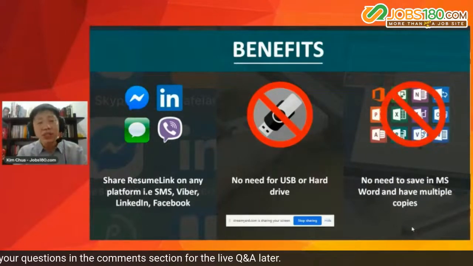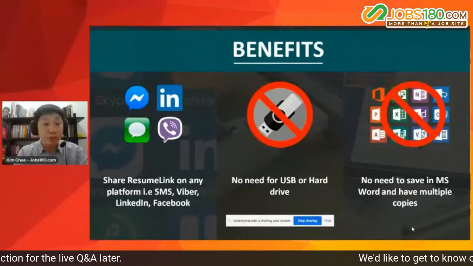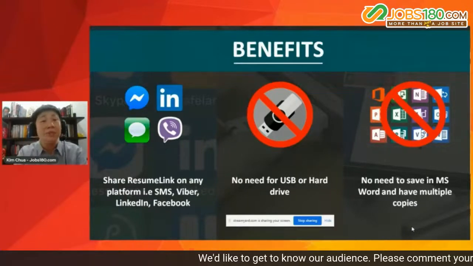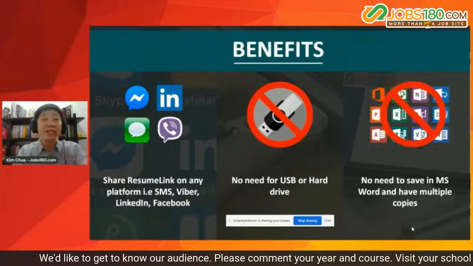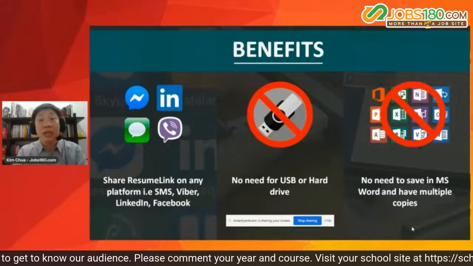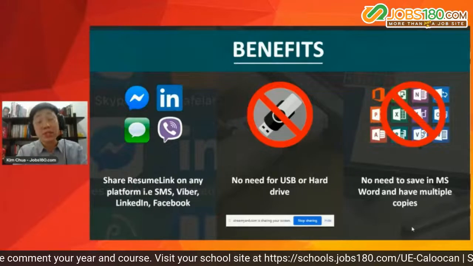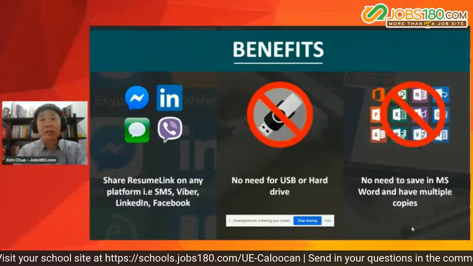Marami pang iba. You can share your resume link to whatever platform you want to share it to. Gusto mo i-text? Gusto mo siya i-private message? Gusto mo i-send via Viber? Kayo bahala. Pwede mo i-share. Basta kayo may control. Ganun lang kasimple. No? Kung hindi mo ito binigay sa kahit kanino, hindi malalaman to nung taong yon. And you don't have to save it to whatever USBs or hard drive. No need na. Wala rin tong mga tipong version na kailangan pa mag-compatible. Walang ganun. Lahat ito compatible.